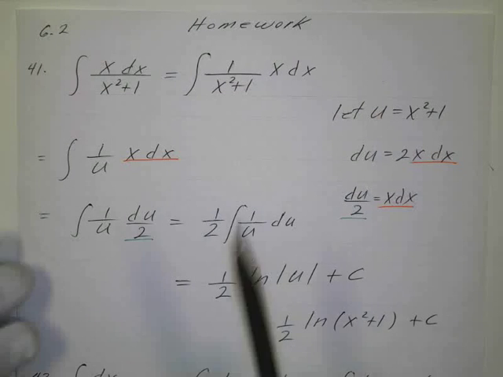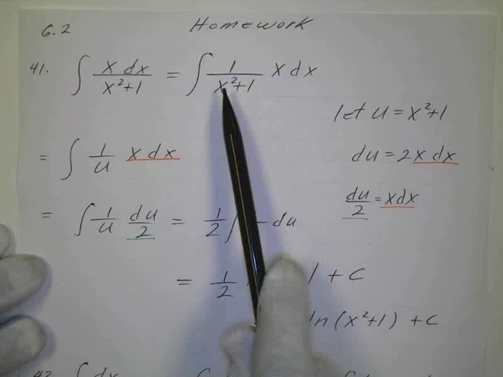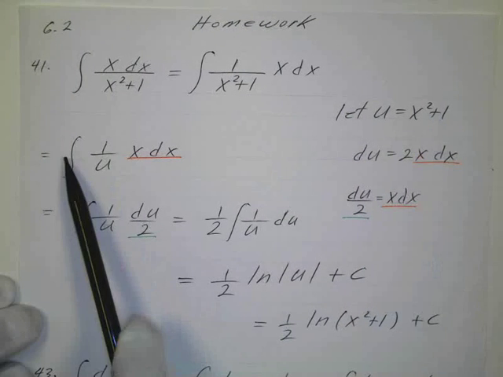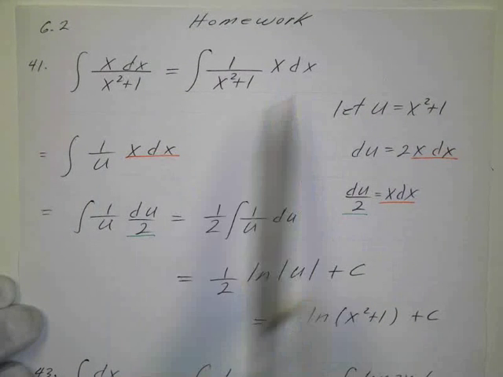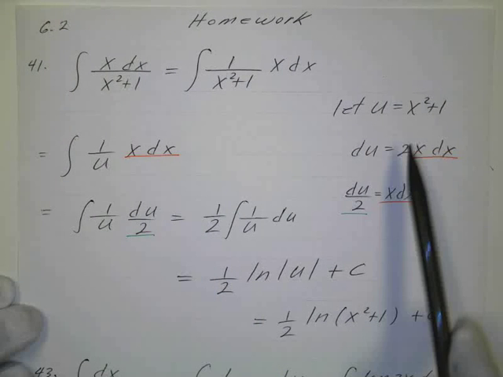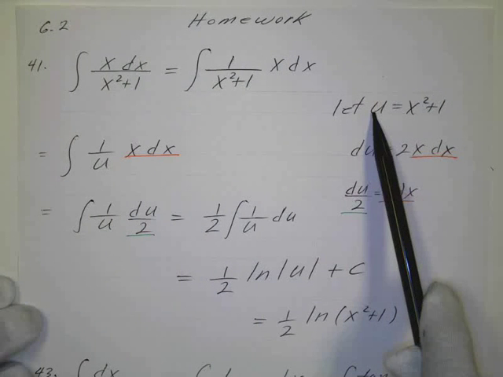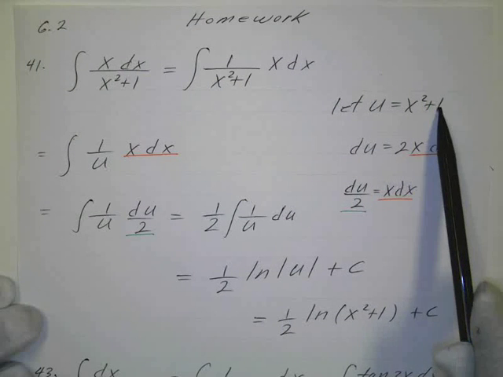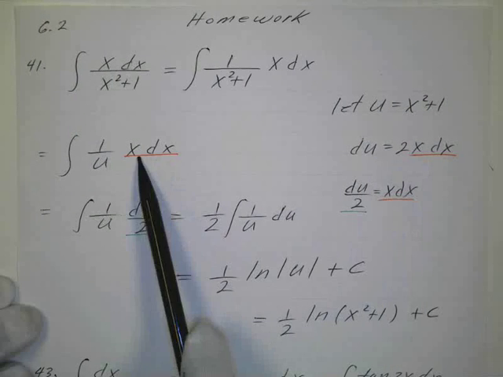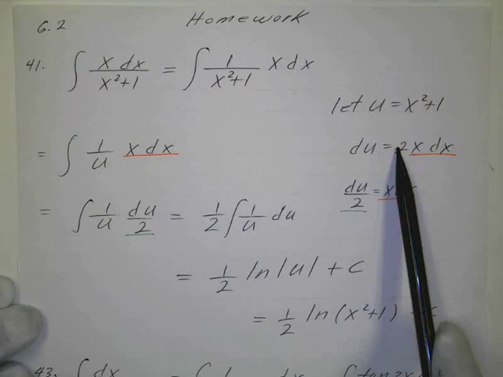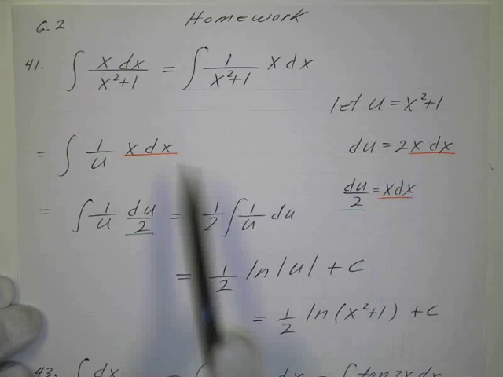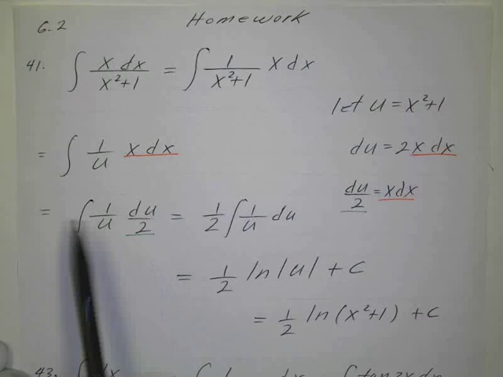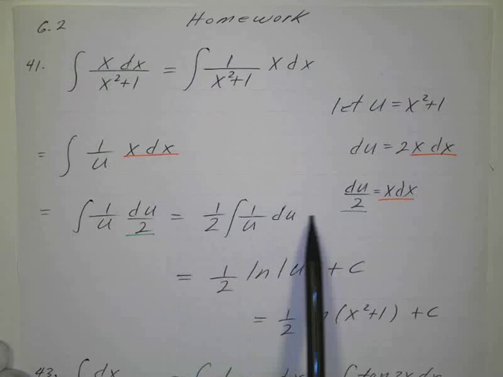So what I did was I separated this out, so I wrote this as 1 over x squared plus 1 times x dx, and I let u equal x squared plus 1. So now this is going to be 1 over u times x dx. Now I need to have a du here, so if I take the derivative of u, I get du equals 2x, the derivative of 1 is 0, dx. I've got an x dx, so I can divide by 2, so I get du over 2 equals x dx, and I've got that nice match. So instead of writing x dx, I write du over 2. Bring that out as 1/2, so I've got 1/2 times 1 over u du, and there you go.